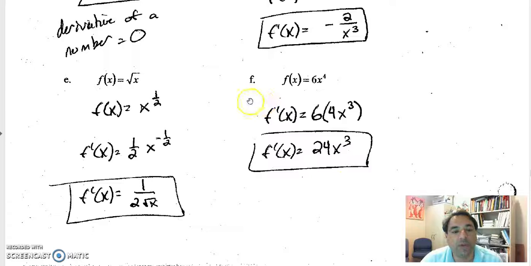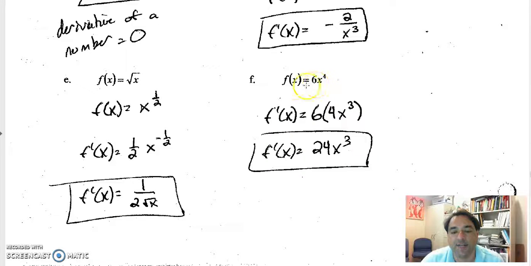So if I had the square root of x, that's the same thing as x to the 1/2. Now that we've rewritten it as x to the 1/2, the 1/2 goes to the front. 1/2 minus 1 is negative 1/2. I can rewrite it as 1 over 2, and then the negative 1/2 can be square root of x in the denominator. Generally, we don't want square roots in the denominator, but just to give you some practice rewriting.